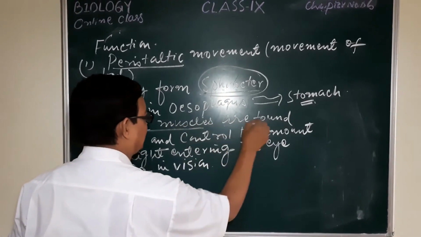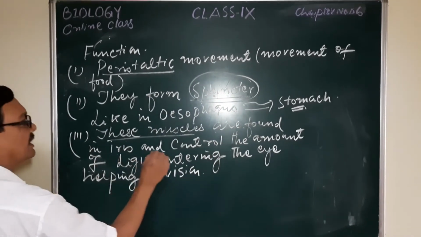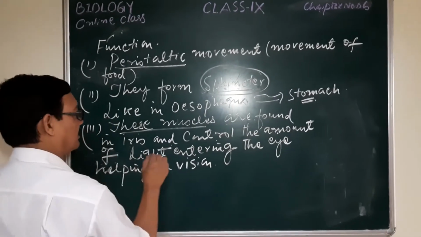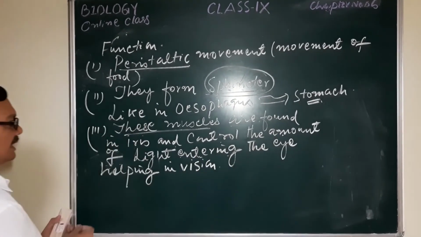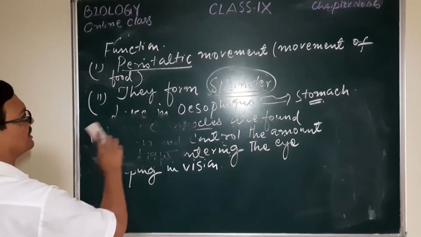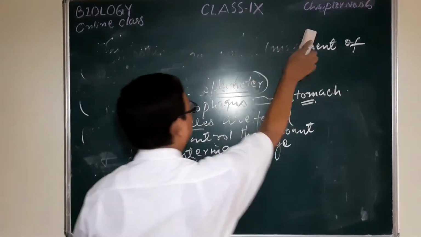These muscles are found in iris and control the amount of light entering the eye, helping in vision. So these are the functions of smooth muscular tissue.